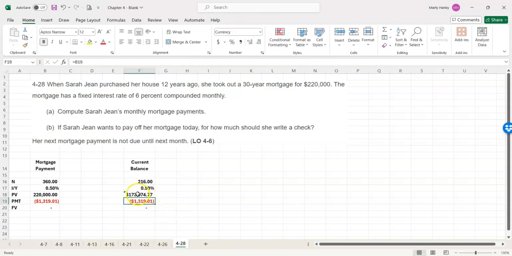So the current balance is $173,974.77. The one thing about it, Excel automatically formats these as dollars. So after 12 years, she will pay it off: the 220 minus the 173,974.77. So she'll pay off $46,000 of principal.